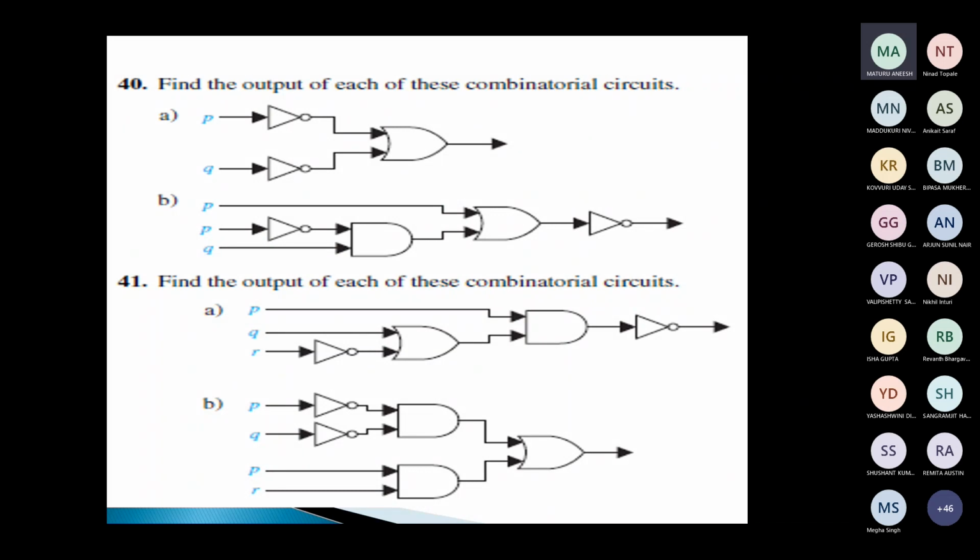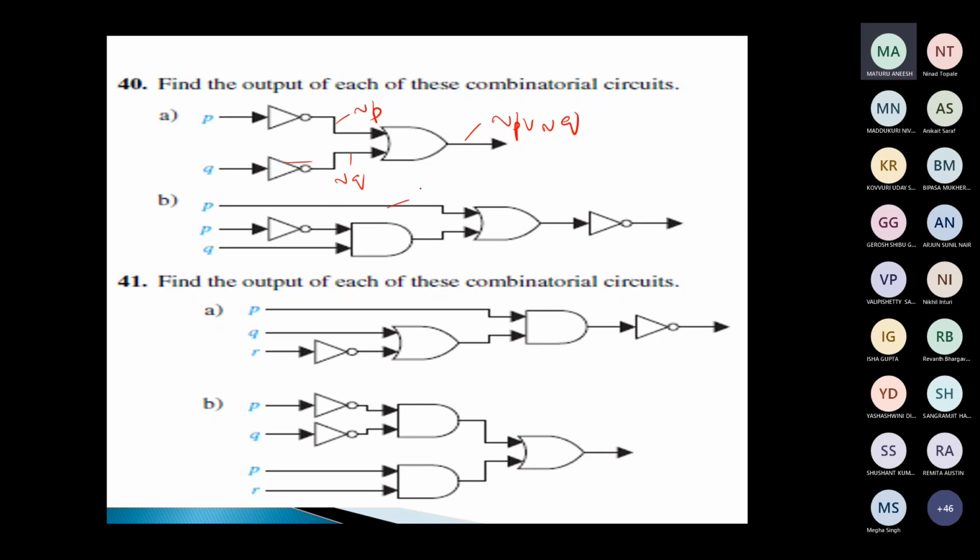Ma'am, A is not P or not Q. Which one? A. Not P or not Q. Check. Okay, it's very simple. Because P goes here, this is not P, and Q, and this is negated, so it becomes not Q. The OR symbol is there, so this is not P or not Q. Okay, good. Next, B part.